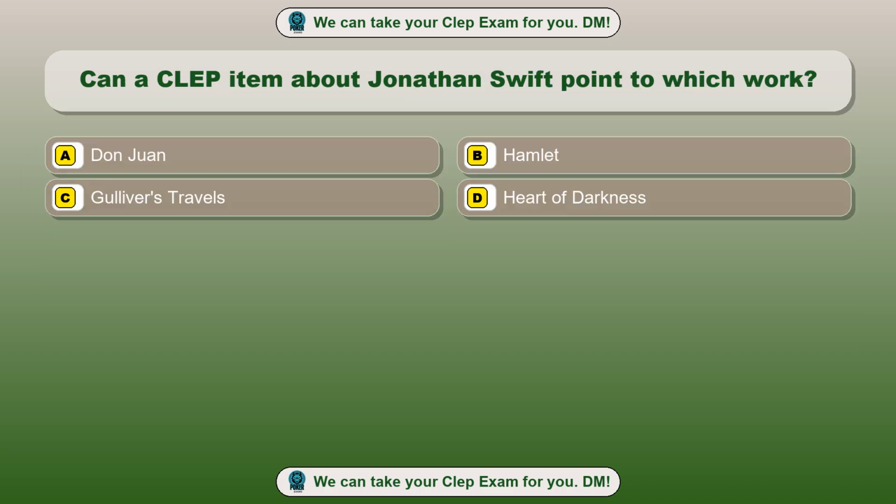Question 85. Can a CLEP item about Jonathan Swift point to which work? Option A. Don Juan. Option B. Hamlet. Option C. Gulliver's Travels. Option D. Heart of Darkness. The correct answer is option C.